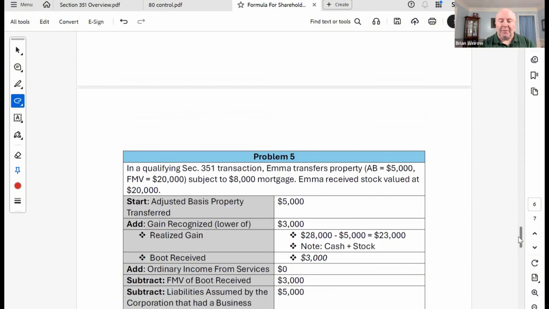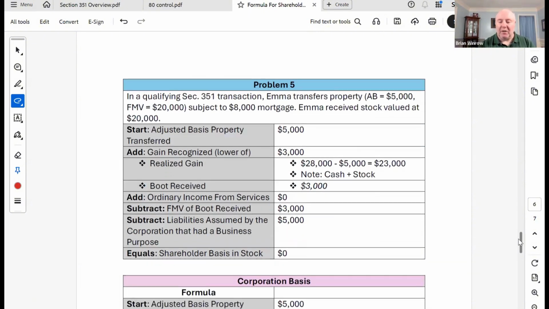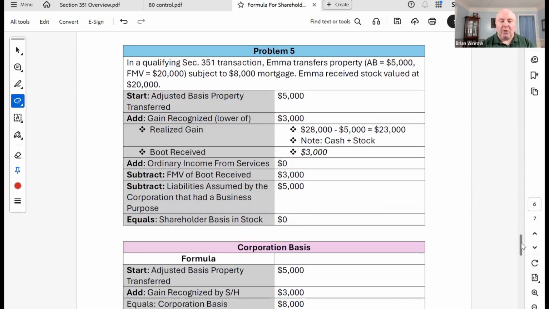All right, let's look at problem number 5. Just a couple more problems, y'all. We're almost there. In a qualifying 351 transaction, Emma transfers property, adjusted basis of 5,000, fair market value of 20,000, subject to an $8,000 mortgage. Emma receives stock valued at $20,000. All right. So let's see what we're doing here. We have $8,000 mortgage and we have $20,000 of stock that we're receiving. Okay. So let's go through and see what we have.